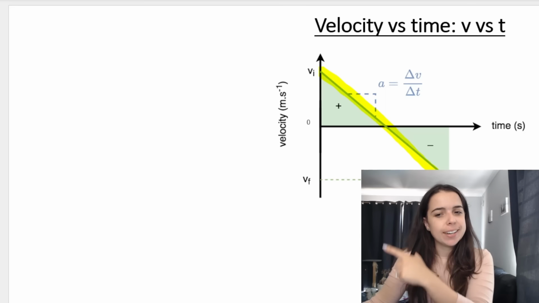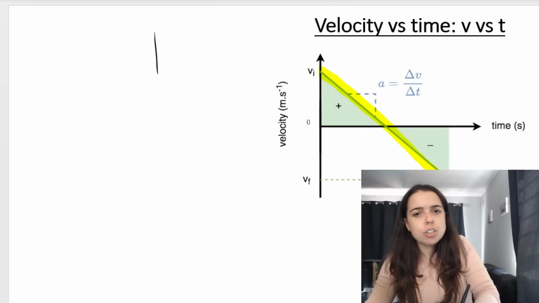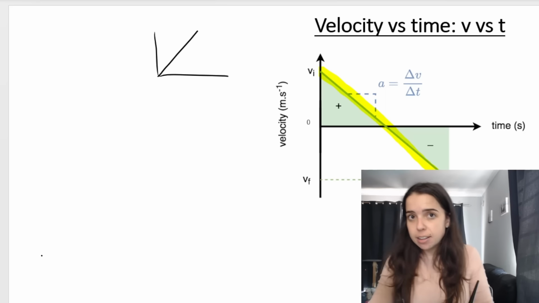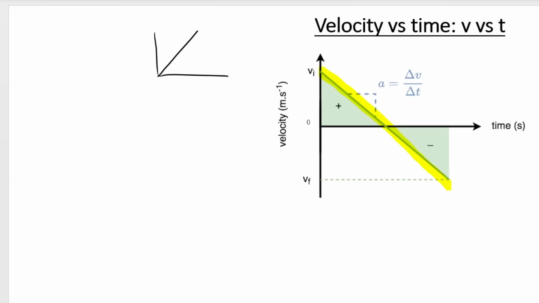Now, it might not always look like this. A velocity versus time graph, for example, could even just look as simple as something like that. But it's a straight line. It will never, ever curve. Now, a velocity versus time graph tells me how the speed, essentially, of the object is changing.